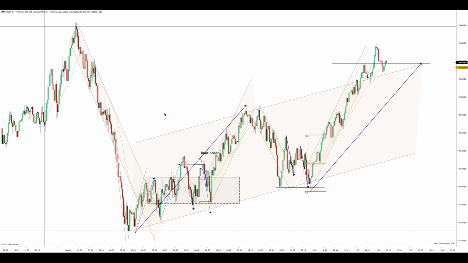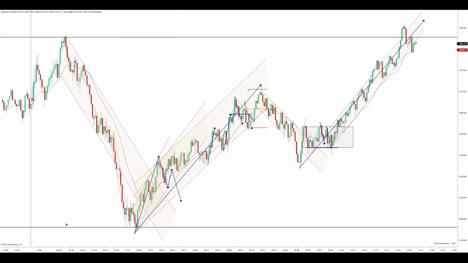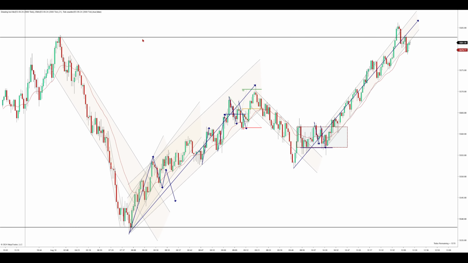This is a review for the ES and NQ futures for August 16th. We're going to start off with the ES. This is actually the NQ right here, so I'm going to flip over to the ES. So this is our overnight high, this is our overnight low, these are our key levels for the day.